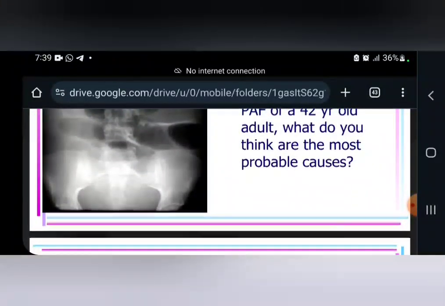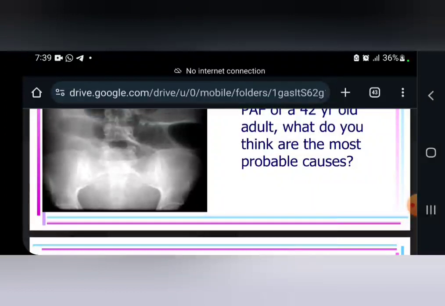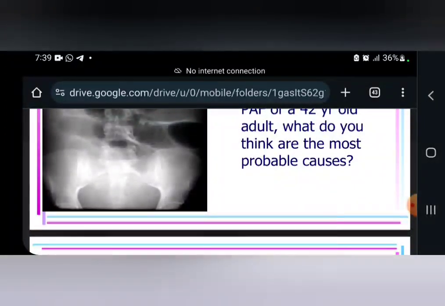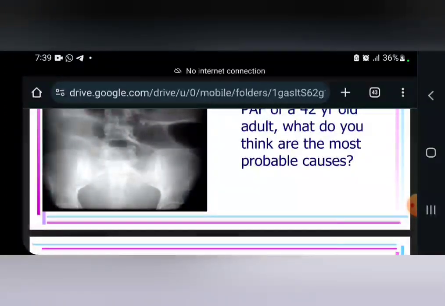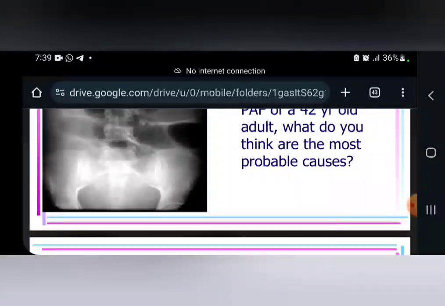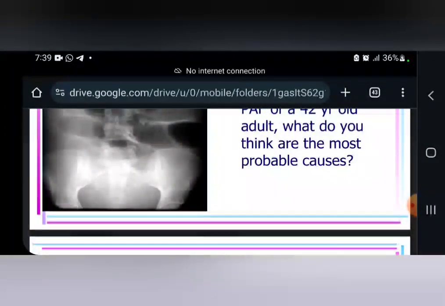Now, after we have visualized the adynamic causes, we can now visualize the dynamic causes. The dynamic causes, or the mechanical causes, of intestinal obstruction are divided into three. Is it clear? They are divided into three. The first we have intraluminal, the second we have intramural, and the third we are going to have extraluminal. Is it clear?